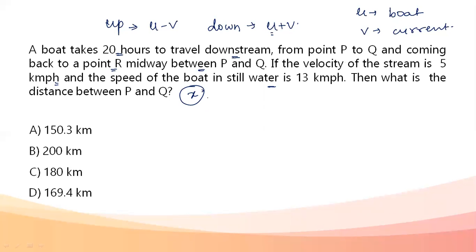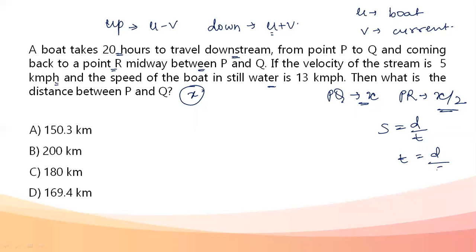Now, the distance between P and R, this R is midway. So if PQ is x, the distance between P and R will be x by 2 because it is halfway between the two. Next thing, I'm going to form the equation in terms of time. I know speed equals distance upon time, time equals distance upon speed. I can always use these quantities with respect to each other in an interchangeable format. So always time can be written with respect to distance, distance can be written with respect to time. It is not going to be an issue at all.